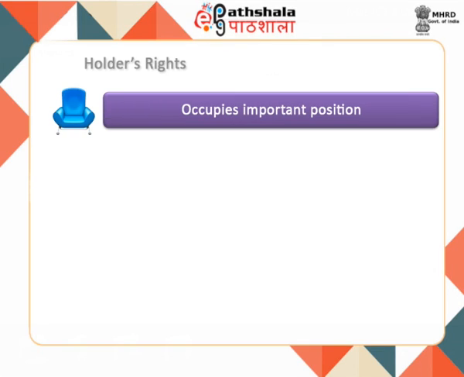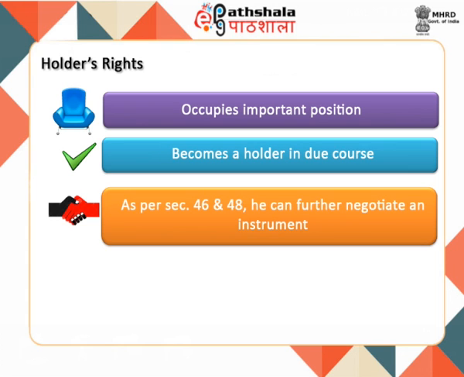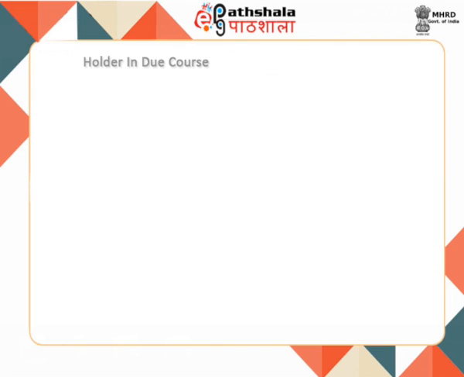A holder occupies an important position with regard to negotiable instruments. Only a holder can become a holder in due course. Also, as per section 46 and 48 of the Negotiable Instruments Act 1881, only a holder can further negotiate an instrument. Furthermore, as per section 78, only a holder can give a valid discharge on the instrument to its maker or acceptor. The concept of a holder is clear to us. Let us now move on to holder in due course.